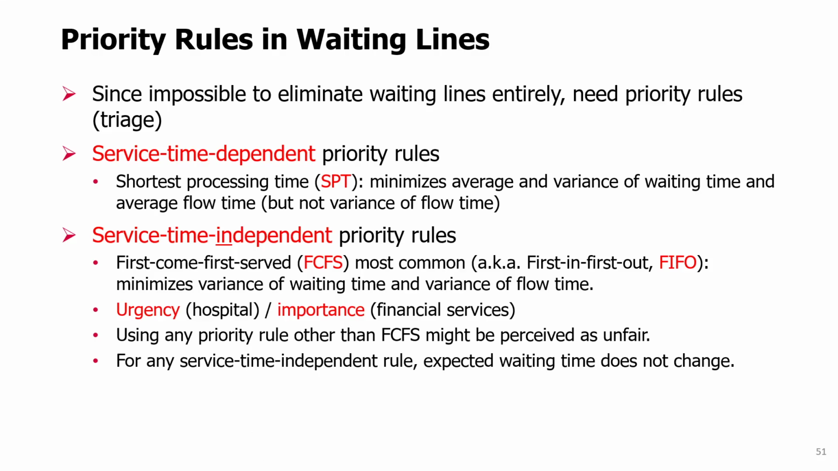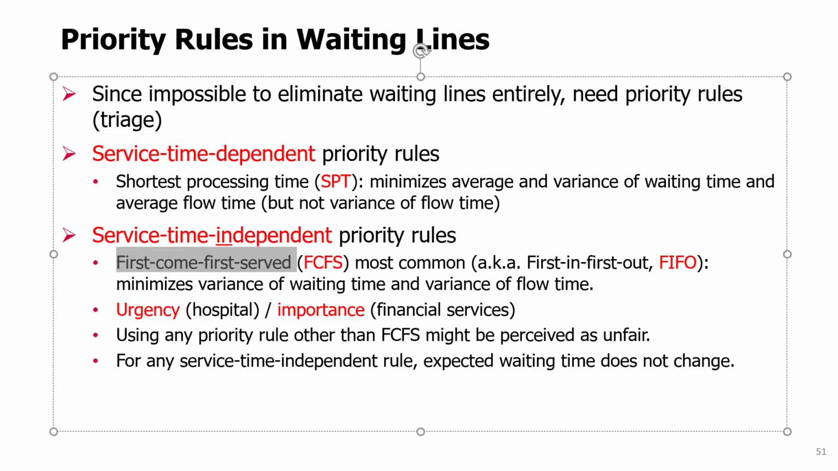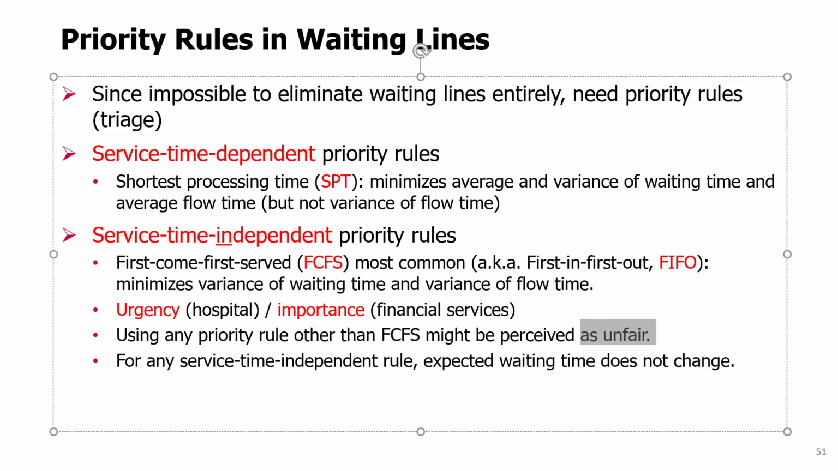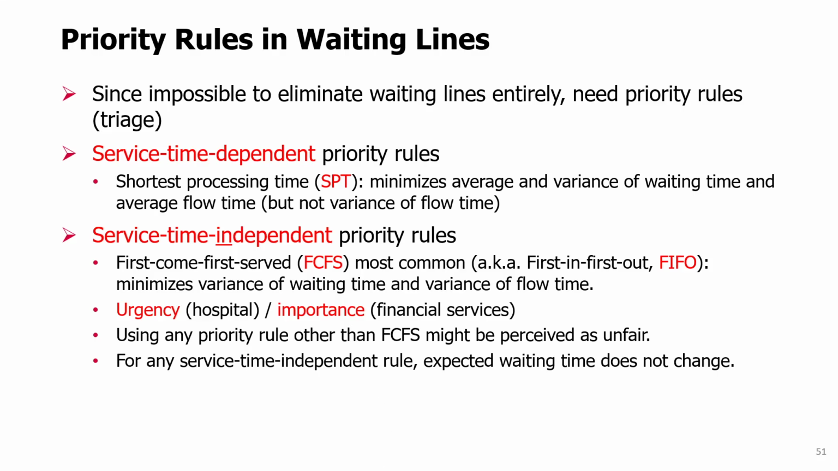Everybody will tell you, I have a short question, but they may end up asking a very long question, or maybe the question is short, but the answer is very long. So the most common rule, of course, is first come, first served. Sometimes it is also called first in, first out, right? This actually will minimize the variance of waiting time and the variance of flow time. It is also, of course, the rule that is usually considered fair. If you use any other rule, people might perceive it as unfair.